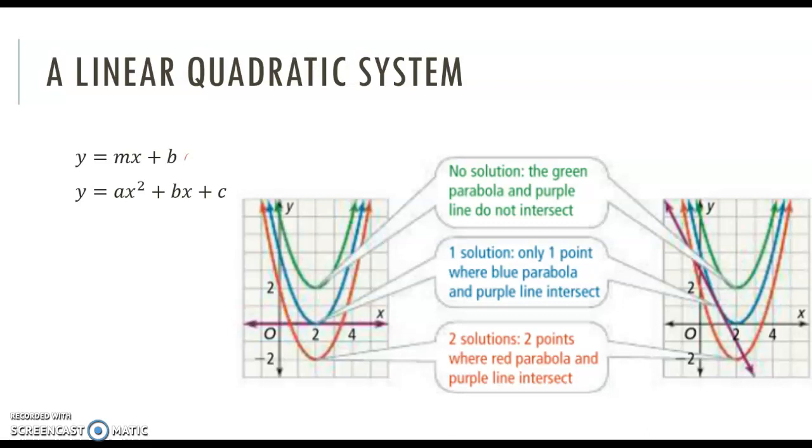When you have a linear system with a quadratic, then your straight line could possibly, like the red parabola and the purple line, cross in two different locations. Your solution would then be two ordered pairs. Or it's possible that, like the blue line and the purple line, your line crosses in just one place. It's not the vertex anymore, but it could just be one place. And the third possibility, like the green one with the purple line, is that the two never touch each other. So in these situations, you might have one solution, two solutions, or no solutions.